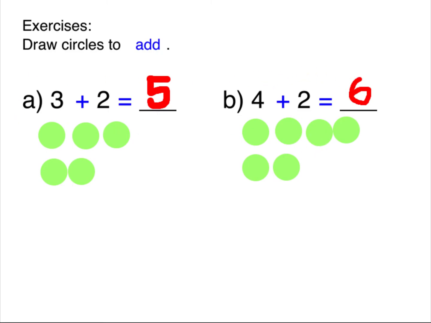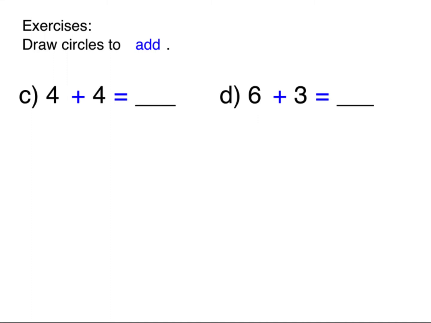We're going to keep going. If you have paper, you can do it too. How many circles and plus adding how many more circles? 4 and 4. 1, 2, 3, 4. And 1, 2, 3, 4. How many altogether? 8.